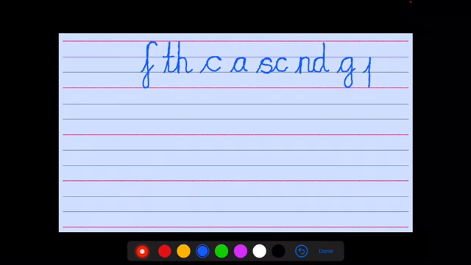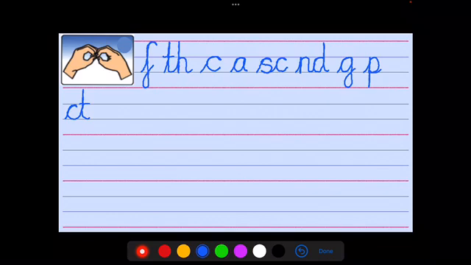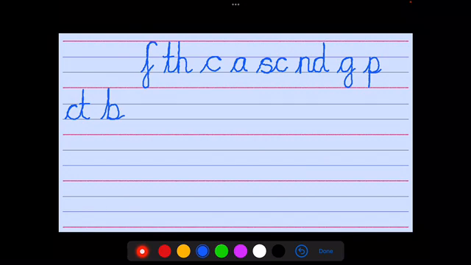Is P. Kt is C, T. Oops, that was a bit wobbly. I'll practice another one later. B is B. E is E.